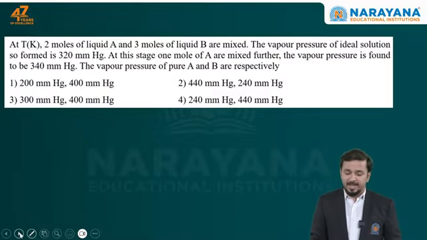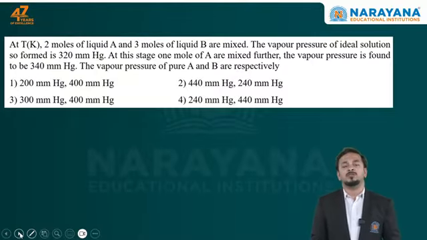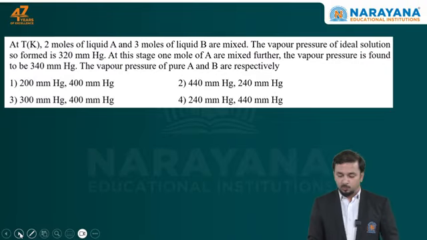The next question is: at T Kelvin, 2 moles of liquid A and 3 moles of liquid B are mixed. The vapor pressure of the ideal solution so formed is 320 mmHg. At this stage, 1 mole of A is further mixed. The vapor pressure is found to be 340 mmHg. The vapor pressures of pure A and B are respectively. So this question is from the solutions chapter, Raoult's law, and the same question was asked in the previous shift also. So let's start with this question.